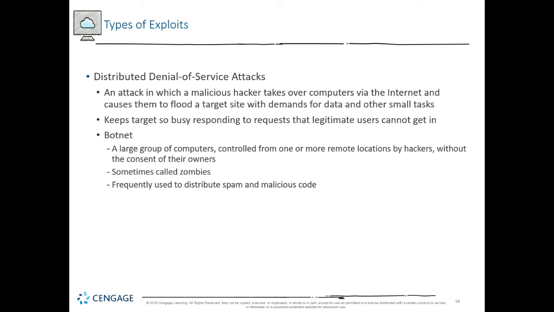Types of exploits. Distributed denial of service attack. An attack in which a malicious hacker takes over computers via the internet and causes them to flood a target site with demands for data and other small tasks. Keeps targets so busy responding to requests that legitimate users cannot get in. A botnet, a large group of computers controlled from one or more remote locations by hackers without the consent of their owners, sometimes called zombies, frequently used to distribute spam and malicious code.